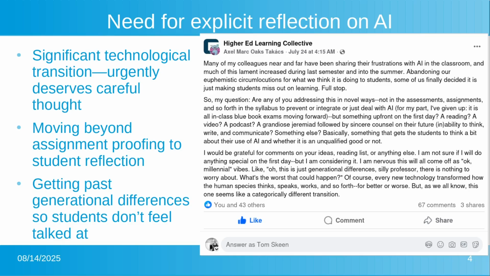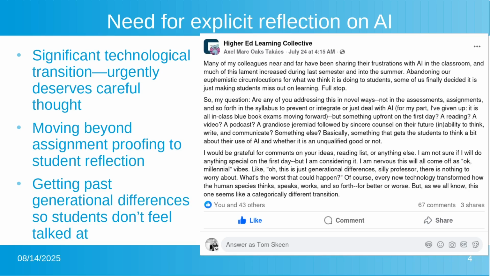Another thing that I thought was really important in Axel's post was moving beyond assignment proofing to student reflection. He wanted to go in the direction of student reflection. It's not, how do we make our assignments so that they can't be done with AI, but rather how do we get students to start thinking about it instead? And so that I found to be really important as well. It's important to understand the tools that we're using, in my case, in the case of writing teachers, with writing, also important for other folks, I'm sure.